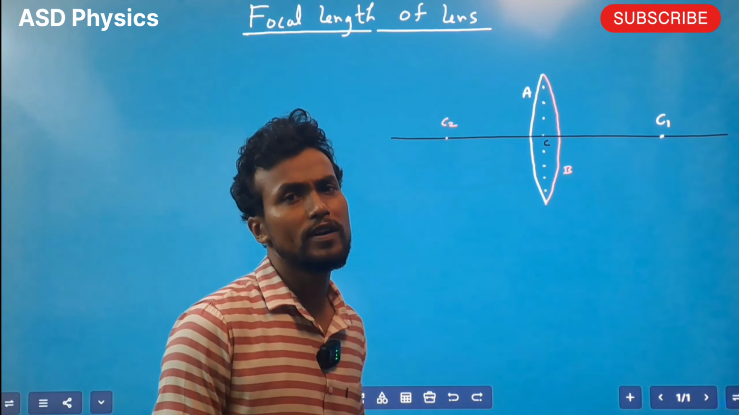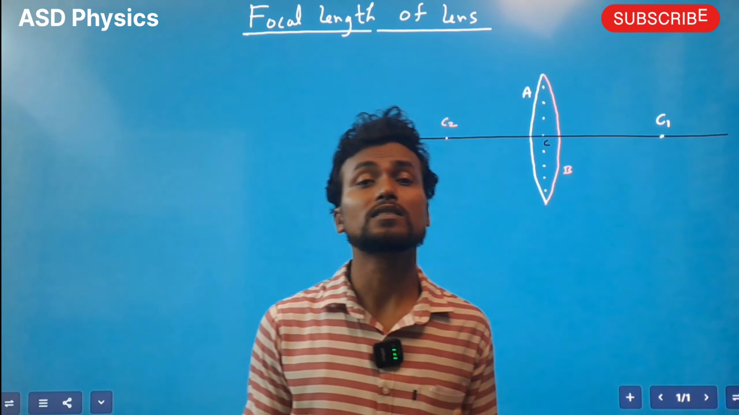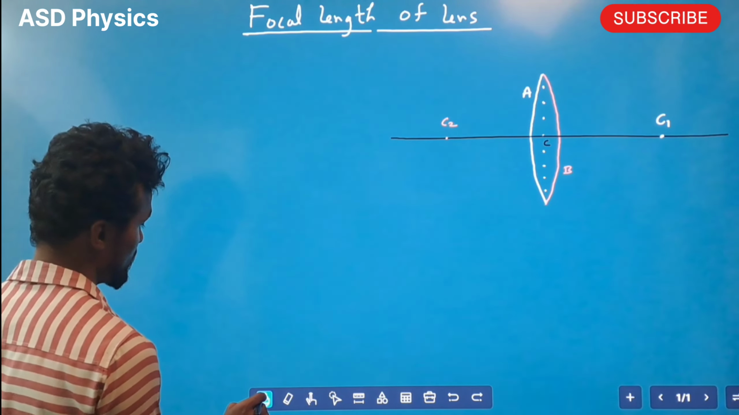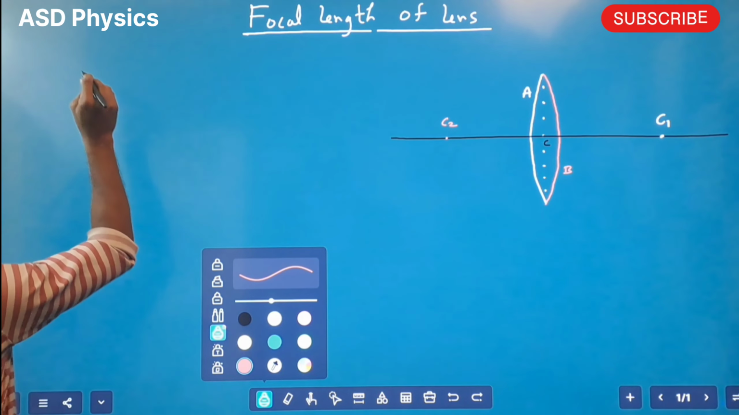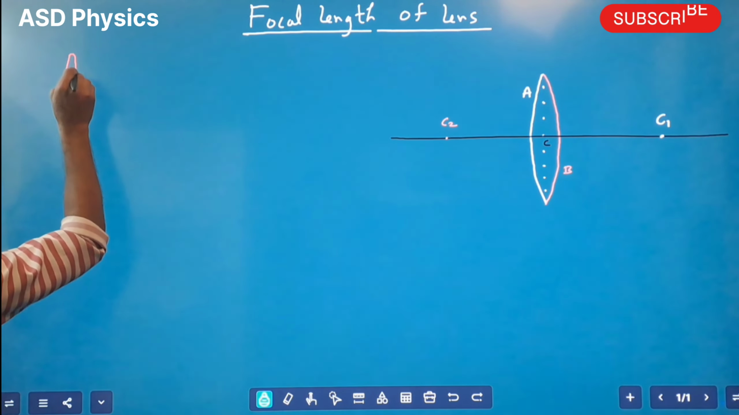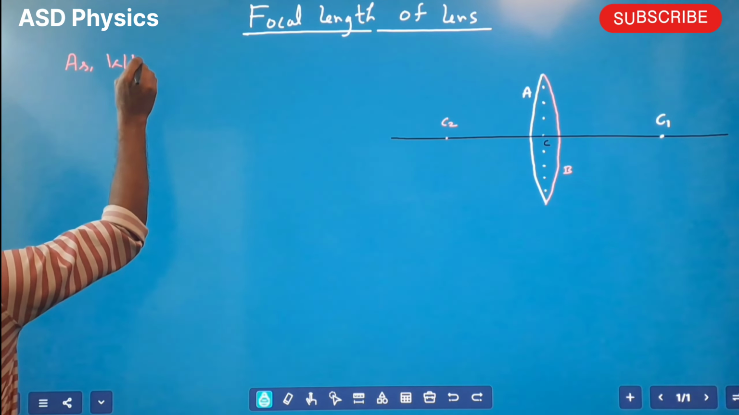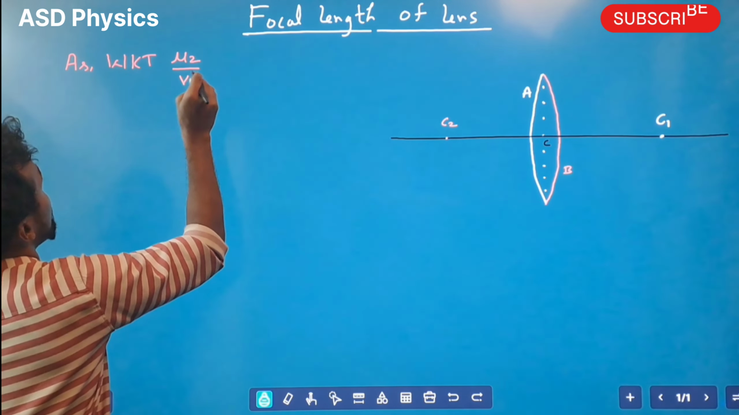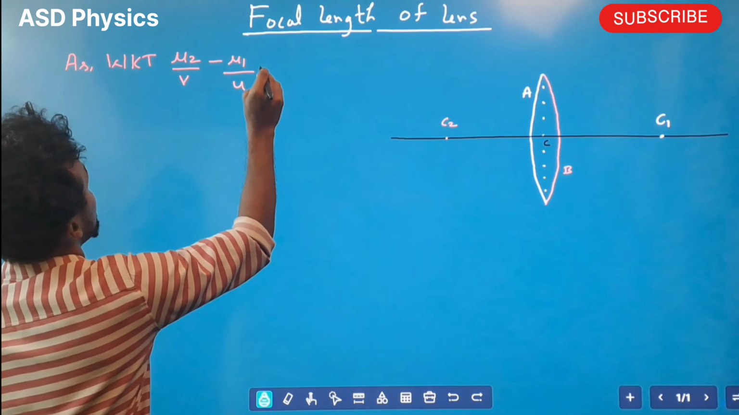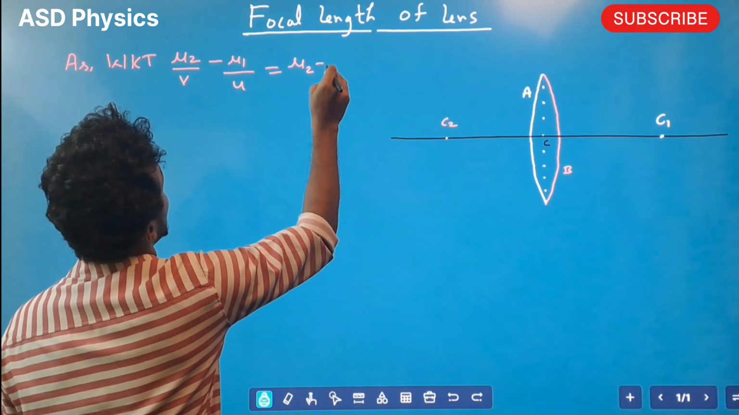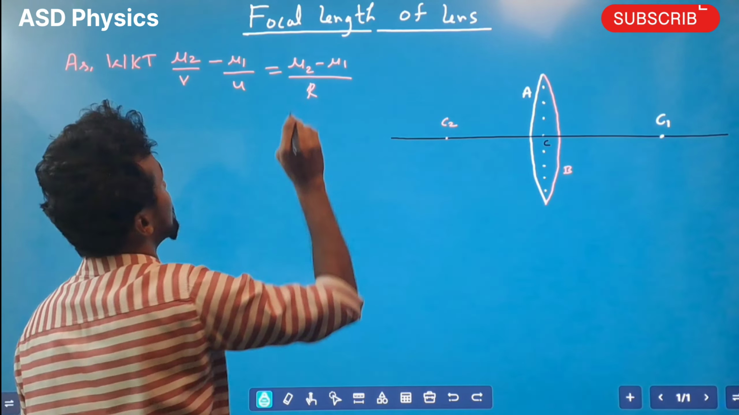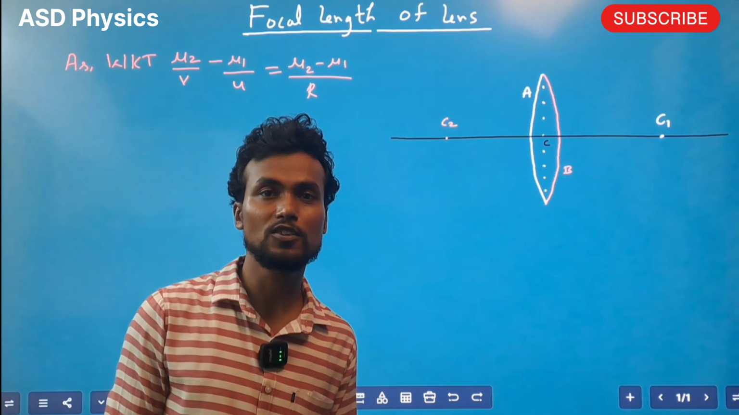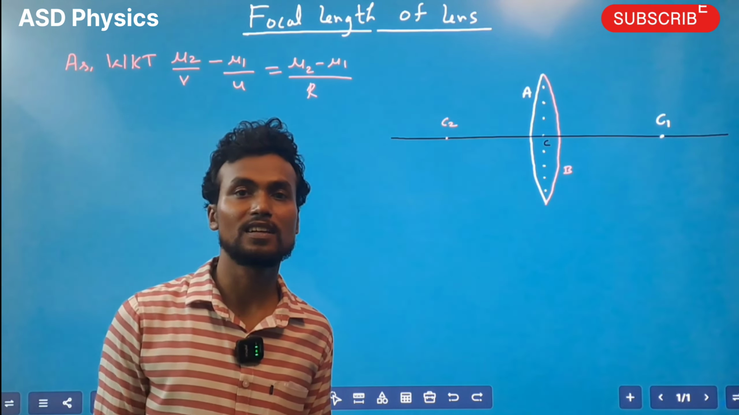Okay, now students, you know very well, we have learned the refraction through the curved surface. What was the formula? Do you remember? Refraction through the curved surface here. As we know, the formula is mu2 by v minus mu1 by u is equal to mu2 minus mu1 by r. This is the formula of refraction through the curved or spherical surface. We have done the derivation also. If you want to learn this derivation, just click on the I button.